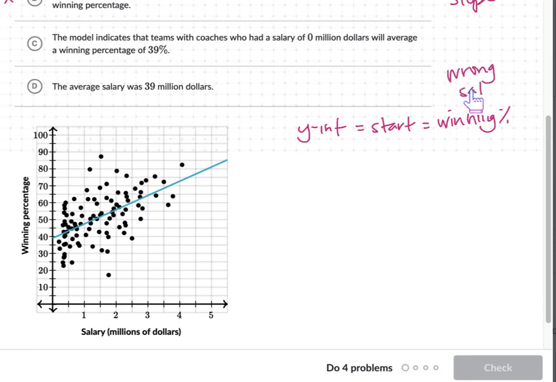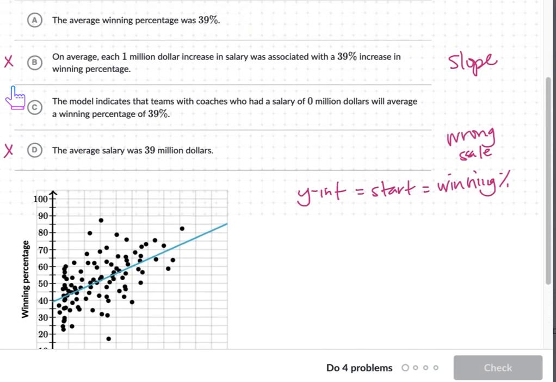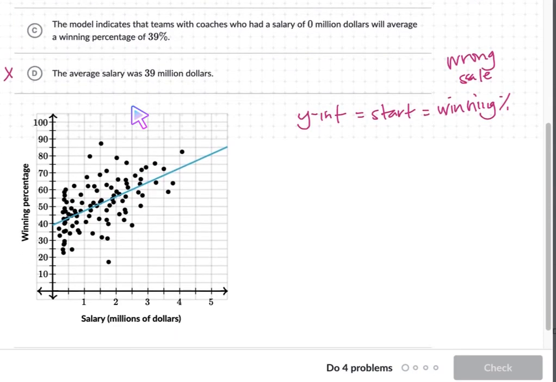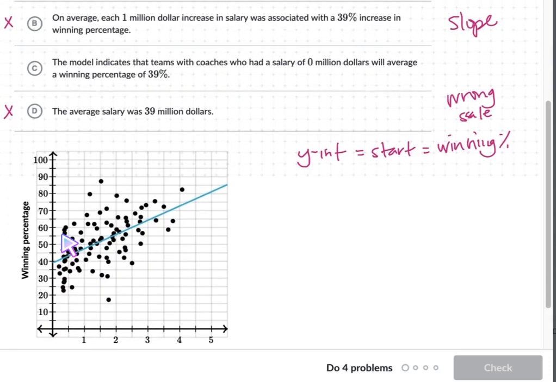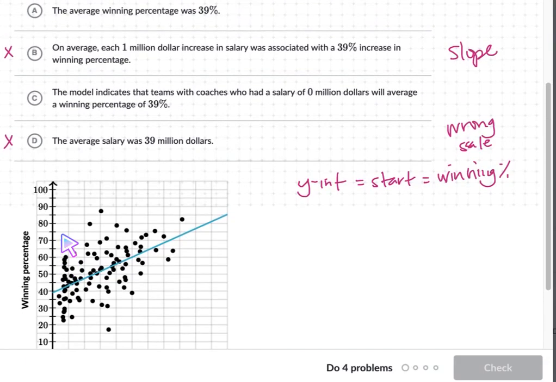It's using the x-axis to talk about the 39 when the 39 is on the y-axis and it's talking about the winning percentage. So we're really going between A and C. Are we saying that the average winning percentage for everybody was 39%, or are we saying C, the model indicates that teams with coaches who have a beginning salary, so $0 million, it sounds weird, but this is the beginning, will average a winning percentage of 39%. Think to yourself, is that for everybody it's 39% or just for the beginning?